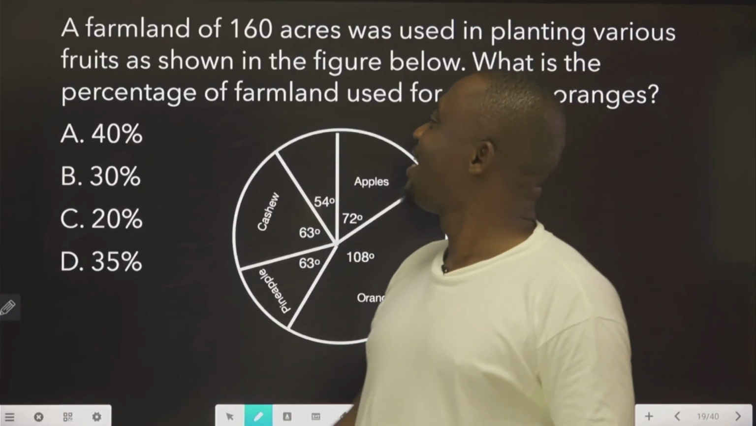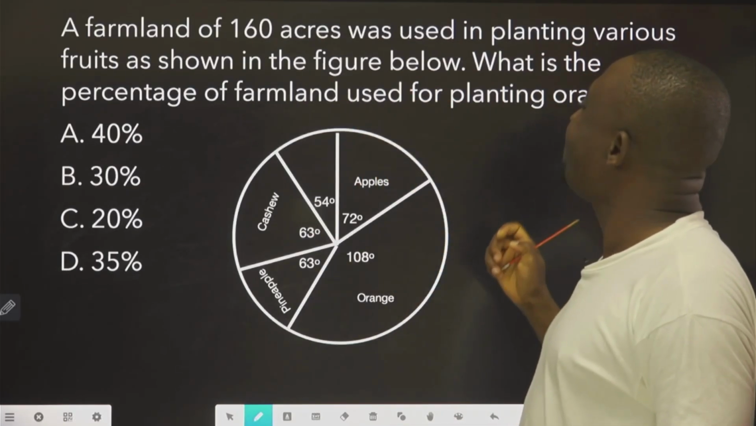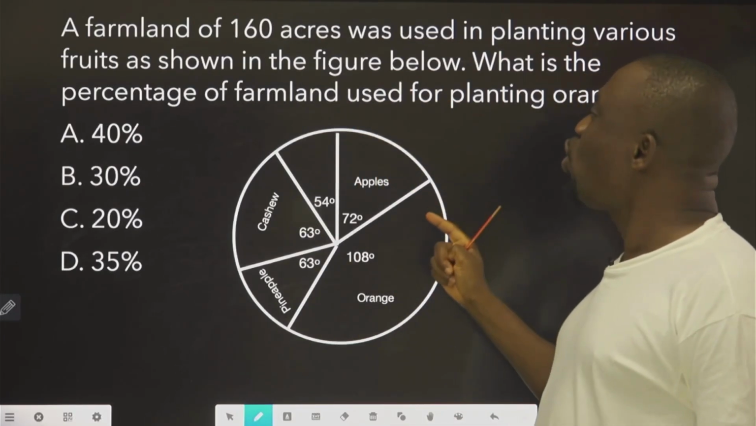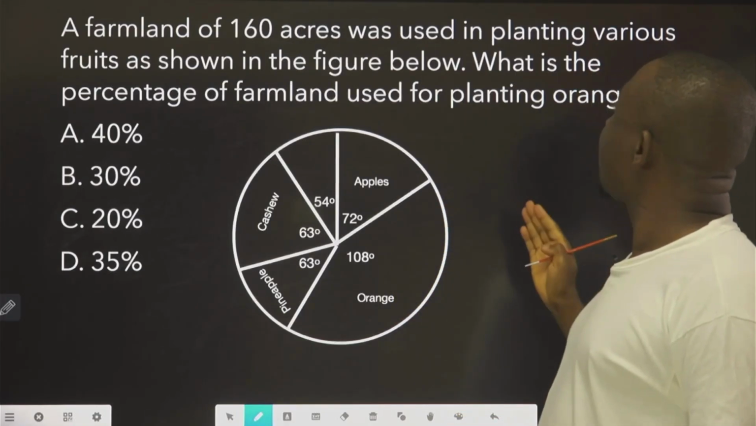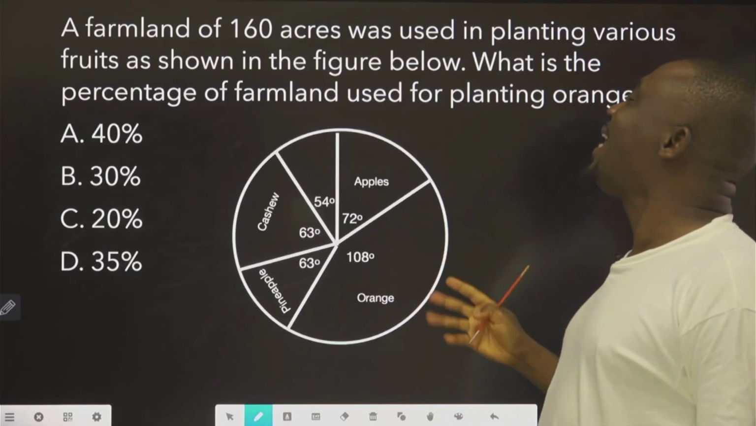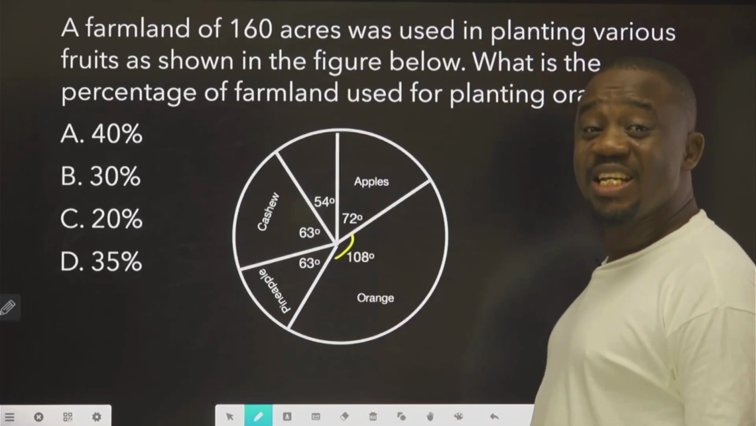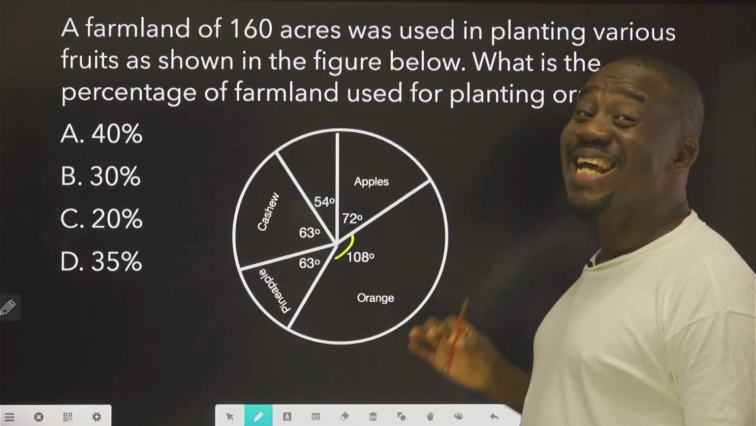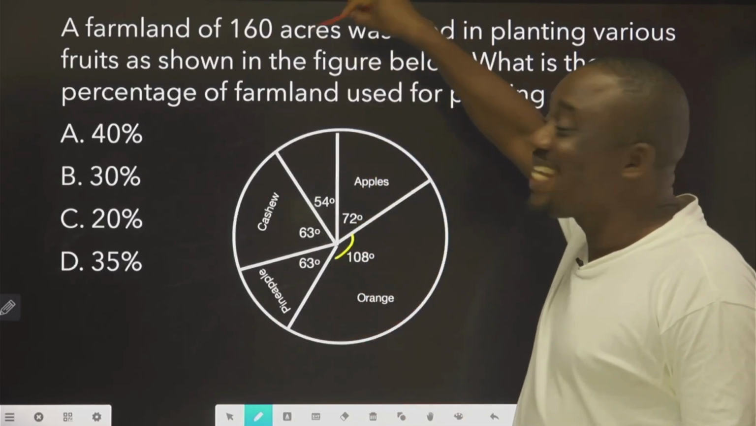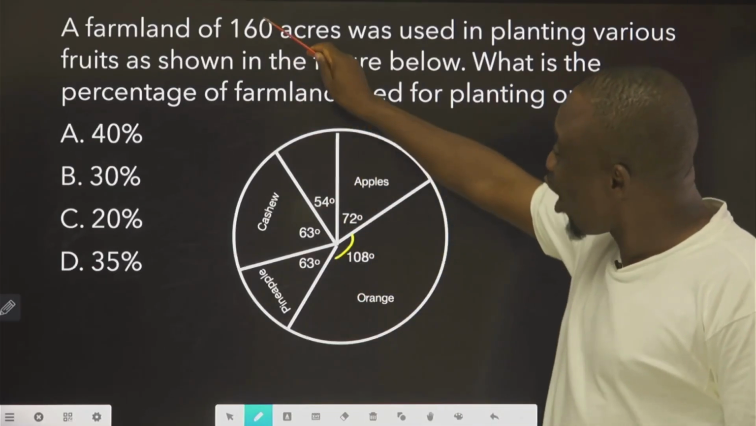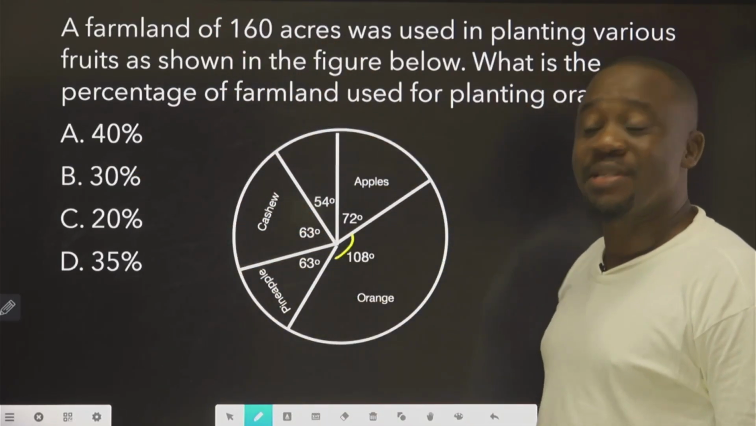Let's look at this question. It says, a farmland of 160 acres was used in planting various fruits as shown in the figure below, this pie chart. What is the percentage of farmland used for planting orange? Percentage of farmland use, not the acre itself. So don't even care about this. Because you can see the answers, they are in percentage.